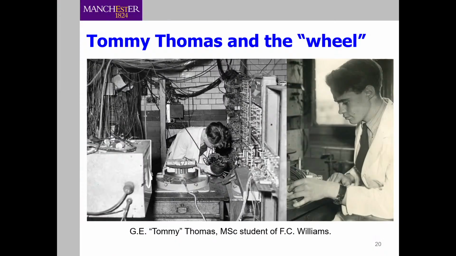Okay, so here's a couple of pictures of Tommy Thomas and the wheel. This one is probably more reproduced than this one. I wanted to show this one because I think this is the only instance where I ever won a discussion with Simon Lavington about anything, which was, I told him that I believed that there were 2 drums, and he was absolutely adamant that there was only ever one, and that the Manchester Mark I only ever used 1 drum.